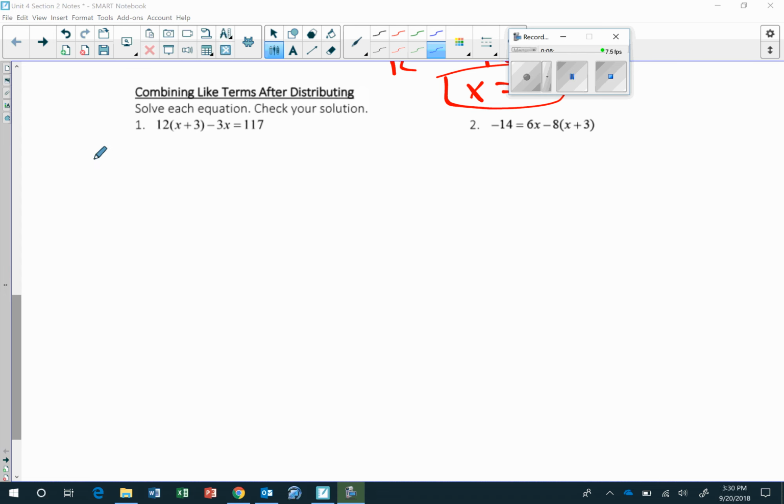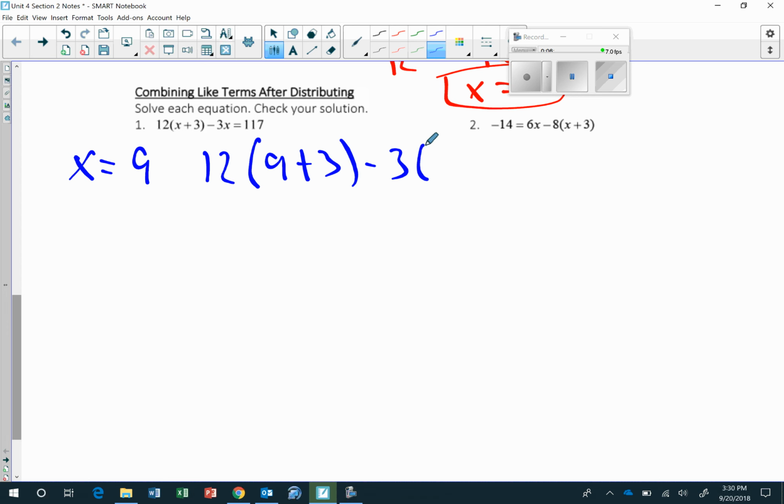If you haven't noticed already, as we get into more advanced problems, the check step becomes more advanced. So it's really important that you're careful when you plug in your numbers and that you pay close attention on your check step. So I'm going to go to my parentheses first.